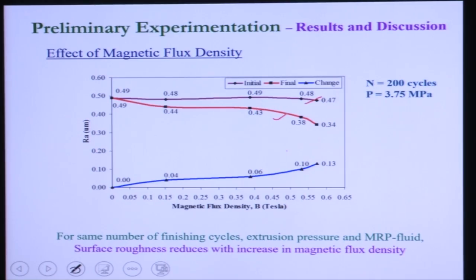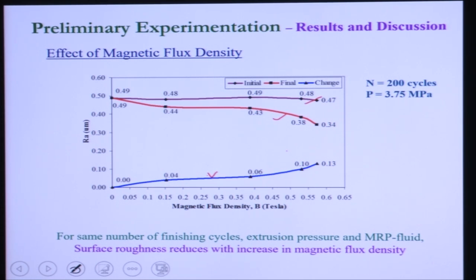at 0 magnetic field in the next slide. But when we are increasing the magnetic field, you can see this change in surface roughness, this blue color line. When we are increasing the magnetic field from 0 to 0.15, then 0.4, then 0.55, then 0.57, keeping other parameters constant, you can see the change in surface roughness increases. So, if we increase the magnetic field, surface roughness improves.